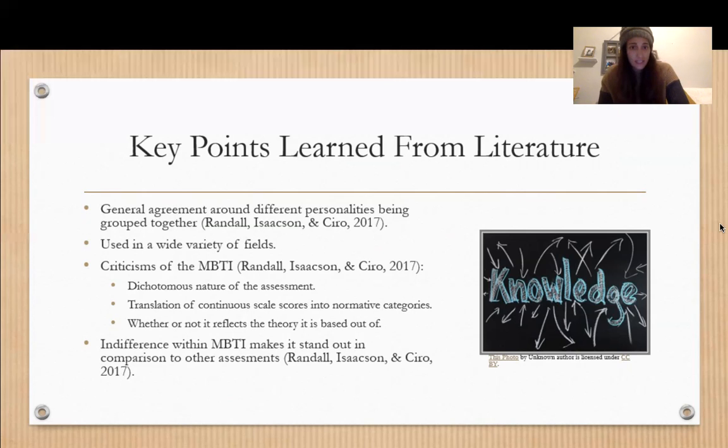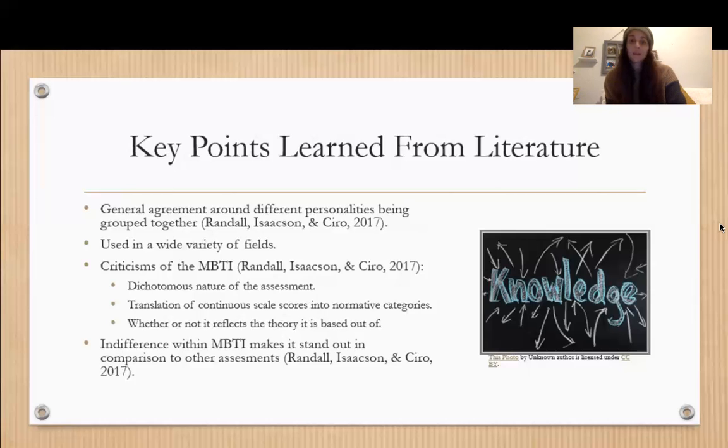Some of the major criticisms of the Myers-Briggs were the dichotomous nature, again, the idea of having to choose one side of the spectrum and not necessarily being able to be neutral. There has also been difficulty in the translation of continuous scores to normative categories. And there's a lot of debate around whether or not it actually reflects the proper personality theory that it's based on.